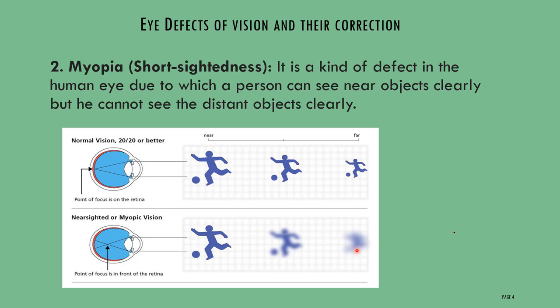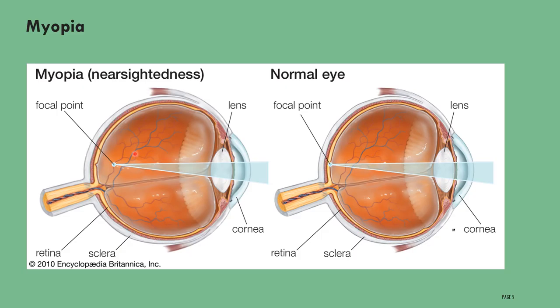One thing you have to remember: what is meant by myopia? That person is able to see a near object properly. He is not able to see a far object properly.